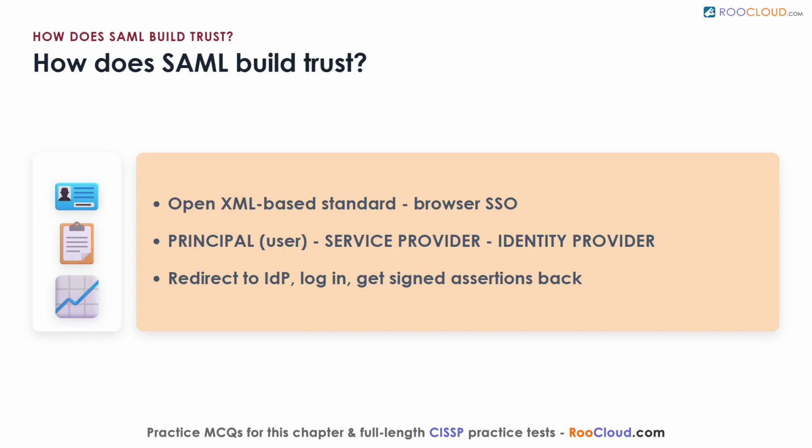It runs on 3 players. The principal is the user trying to reach a service. The service provider is the site the user wants, like an investment portal. The identity provider is the trusted third party that actually holds the credentials. The user hits the service, gets redirected to the identity provider to log in, and the identity provider sends back signed assertions confirming who they are and what they may access.